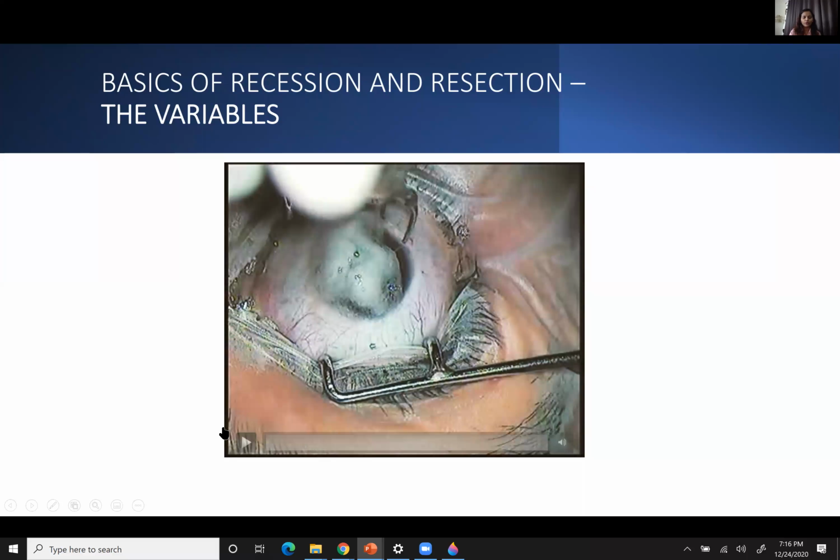So before we go to the other variables that can be seen in a resection, I'm going to show you a short video on each step of recession and resection.